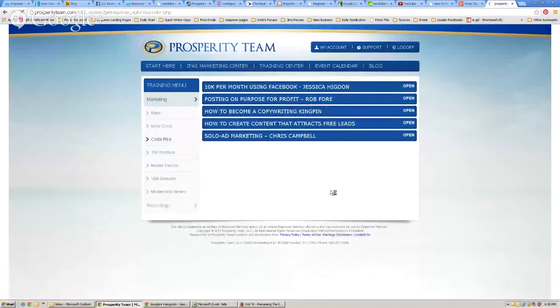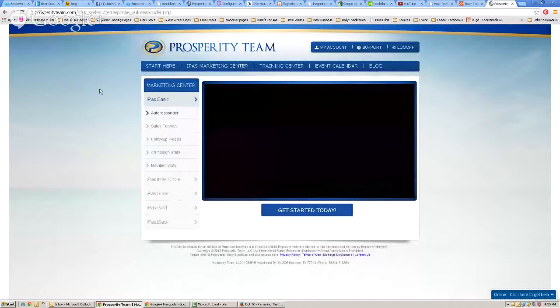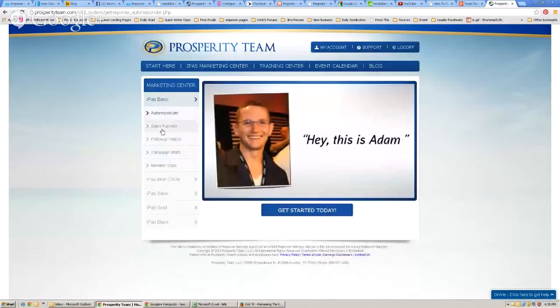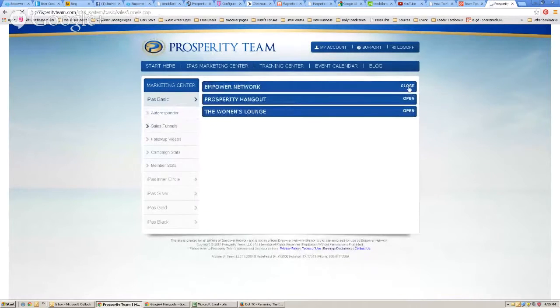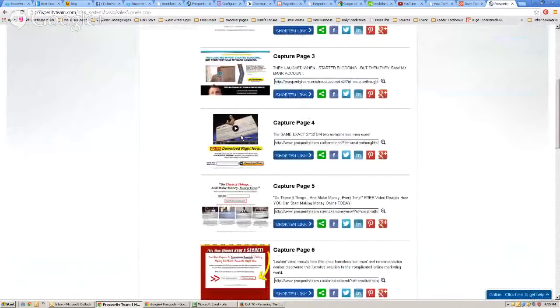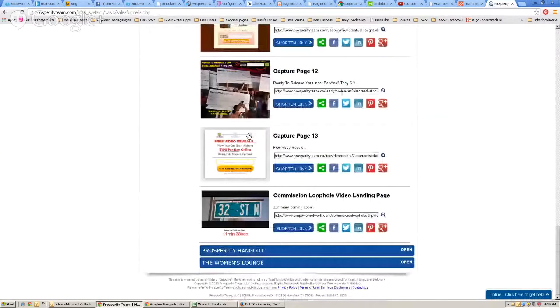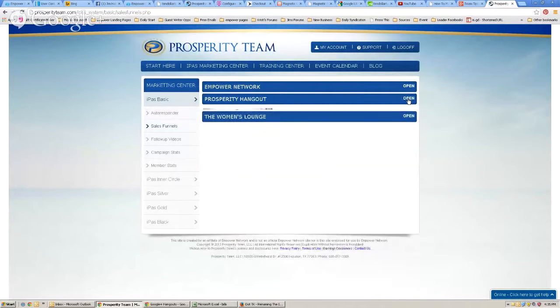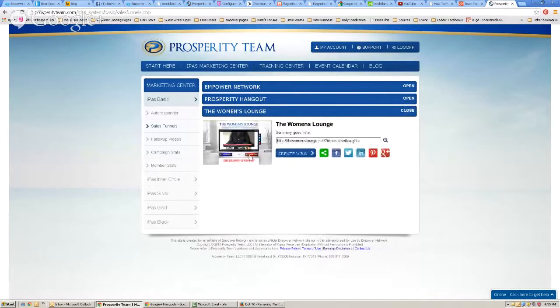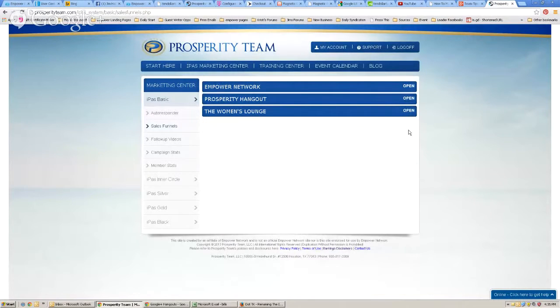Okay, and on top of that, at each level, you have all of these funnels. You have these different opt-in pages. Okay, you get all these Empower Network ones. And these are again for your basic level. Your Prosperity Hangout every Wednesday night. We do a hangout that you can be a part of and hang out and watch and send your leads to. So that's really powerful. Sunday nights at 8 o'clock, you have the Women's Lounge. That's part of just being at the $25 level.